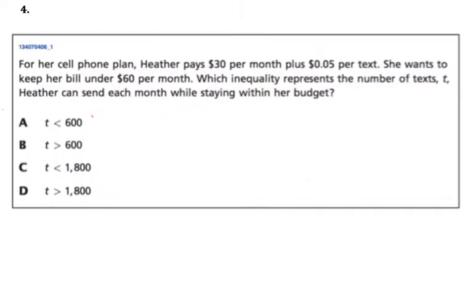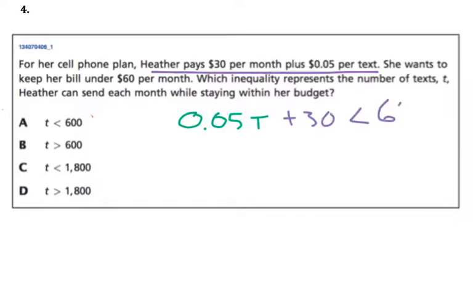Alright, for this one, Heather pays $30 per month plus 5 cents per text. She wants to keep her bill under $60. So if you tried to write an inequality for this, it would probably look like this. 5 cents per text plus $30 for the month needs to be under $60.